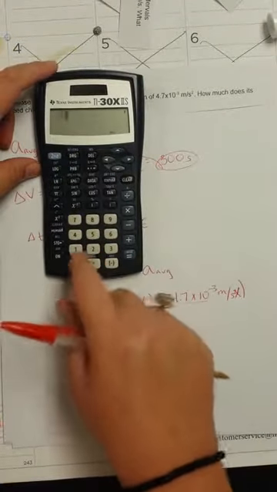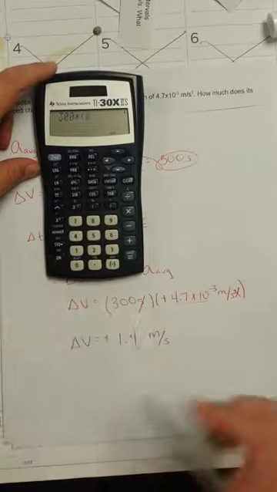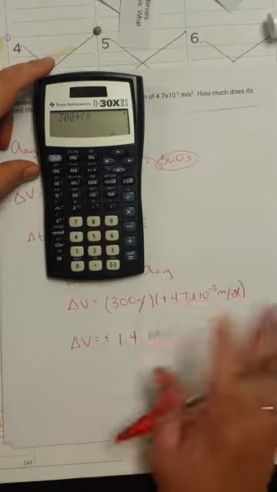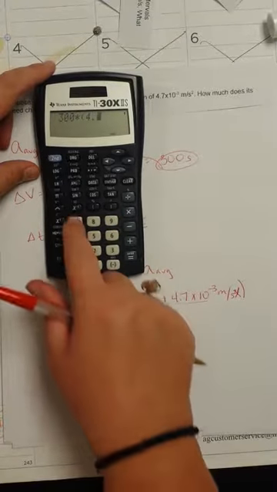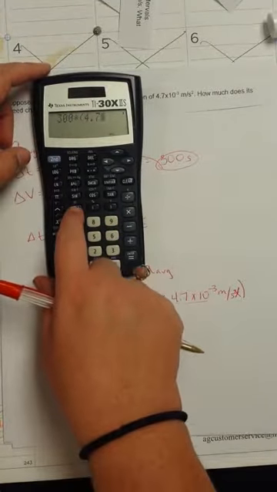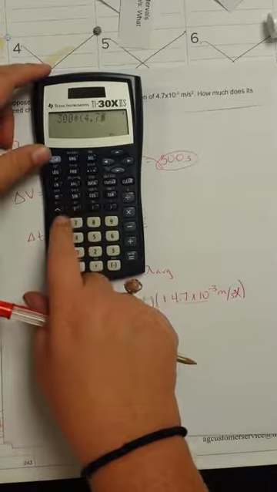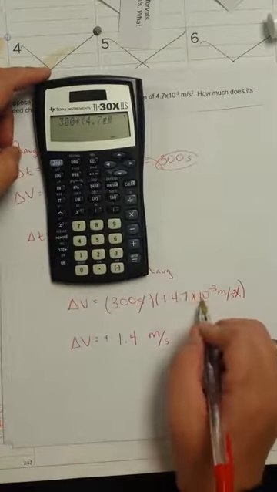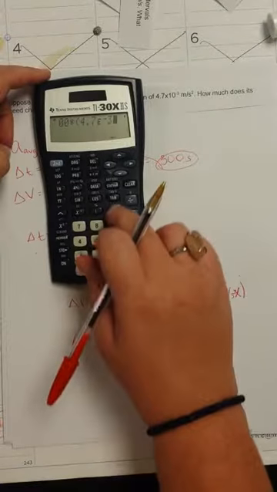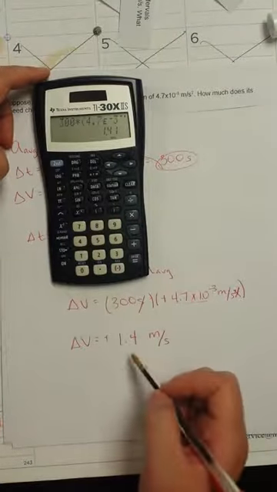Let's look. So we're going to do 300 times, I always put scientific notation numbers in parentheses just to keep them isolated. Okay, 4.7. On this calculator, I've got a little EE button. That means times 10 to the. So I'm going to do that. So 4.7 times 10 to the negative 3. Okay, look, 1.4.